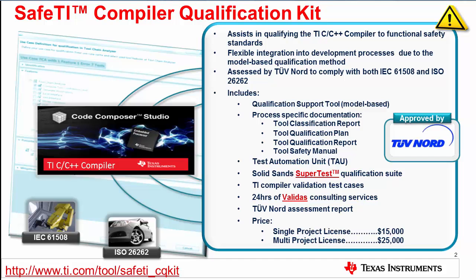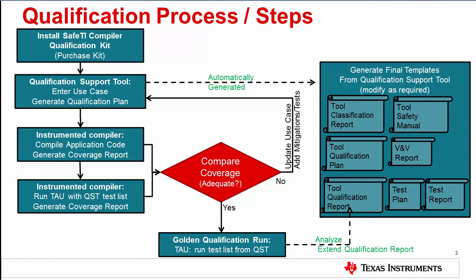The following slide shows an overview of the qualification process. In particular, note the portion regarding running the test automation unit or TAU. You can see the TAU indicated here and here. Using an instrumented compiler used for collecting coverage data, compile your application code and save the coverage files. This step.